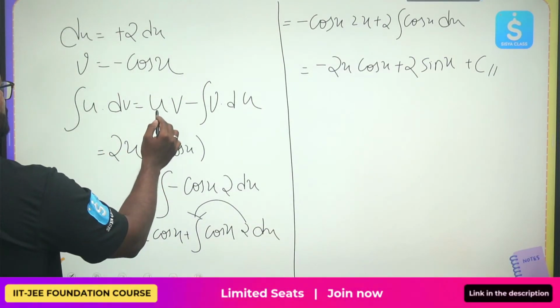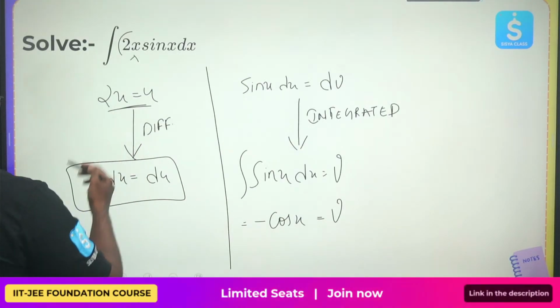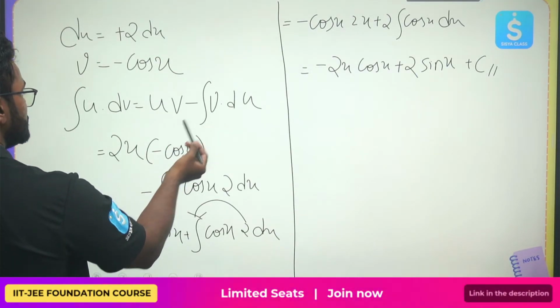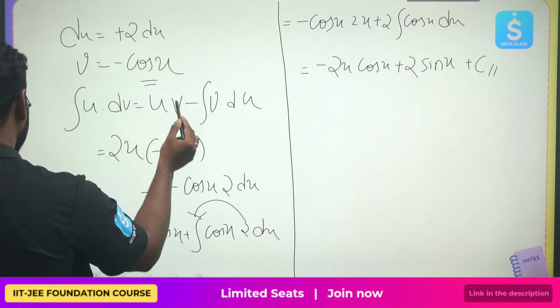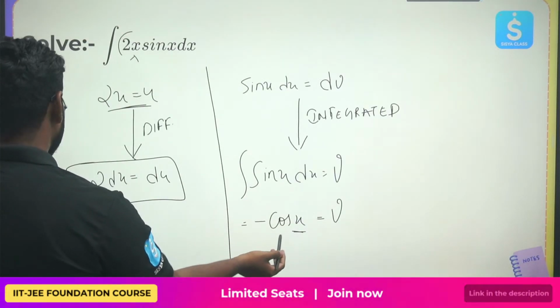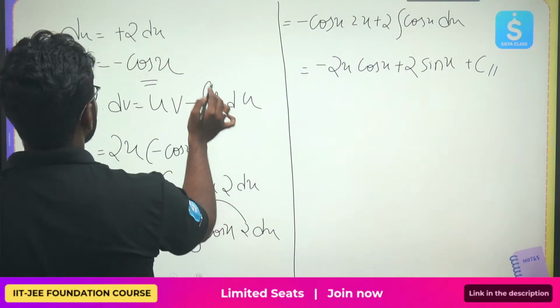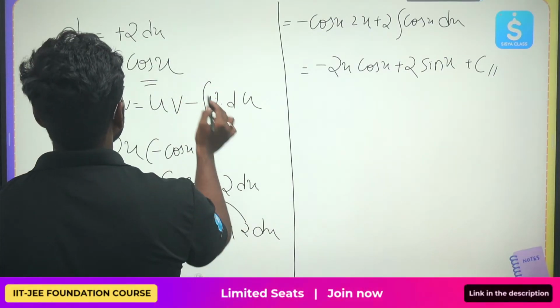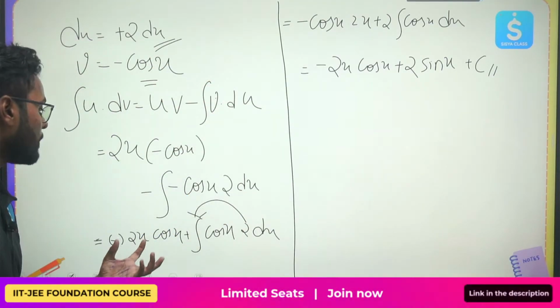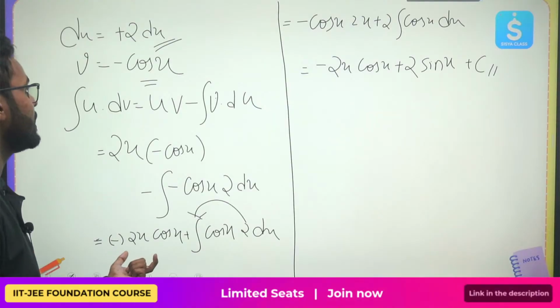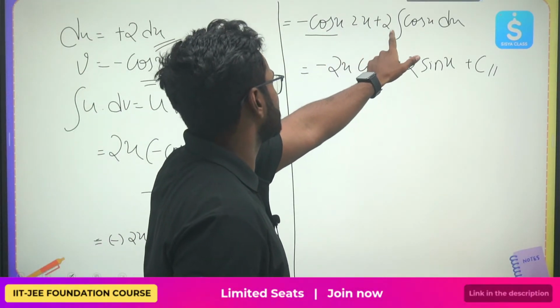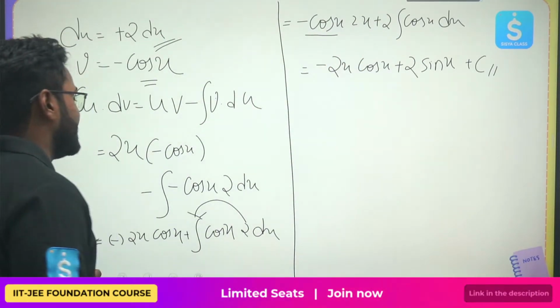How did we do that? We know the value of u. We have considered u as 2x, times v. V we have gotten through integration, which is minus cos x, minus the integral of v du, which is minus cos x into du, that is 2 dx. Opening the brackets, we have got minus 2x cos x plus 2 integral of cos x dx.